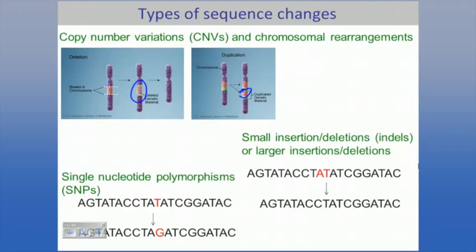And then the bulk of the individual mutations are actually going to be either single nucleotide polymorphisms, where, for example, in this case, this T becomes a G, so that's just a single base change, or small insertions and deletions. Here you have, for example, two bases that are deleted in this particular sequence.